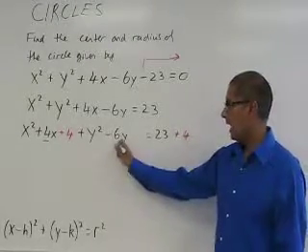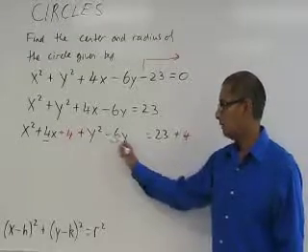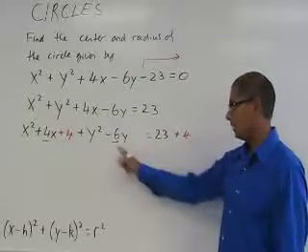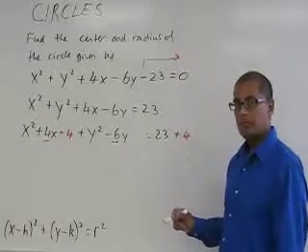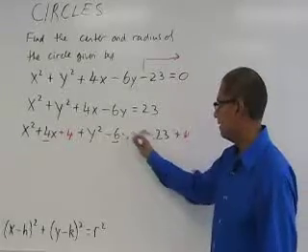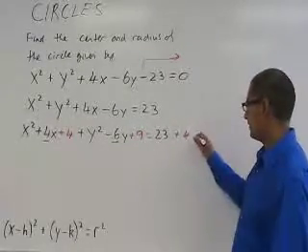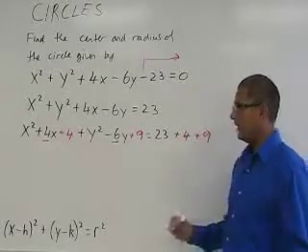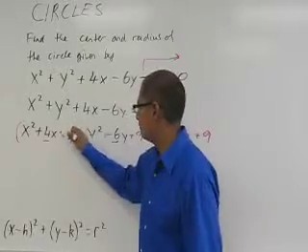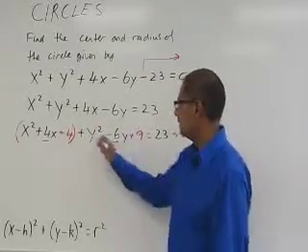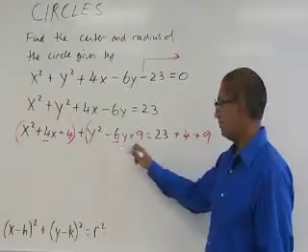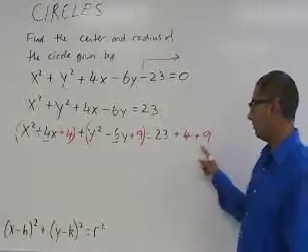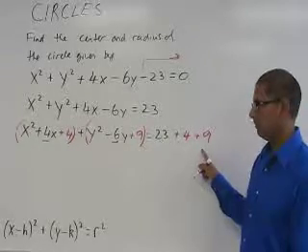Similarly, I'm going to take half of this number next to the y, which is 6, and I'm going to square it. Half of 6 is 3. 3 squared is 9, and that's what I'm going to add. I'm going to add 9. So that means I have to add 9 on this side. So now, what we have is x squared plus 4x plus 4 plus y squared minus 6y plus 9 equals 23, and 4 is 27, 9 is 36.